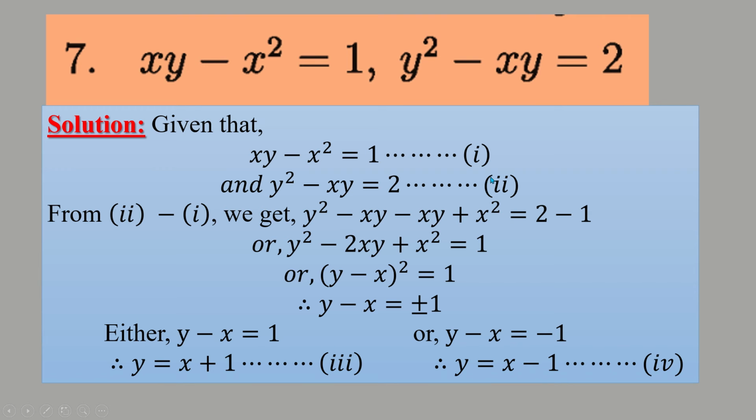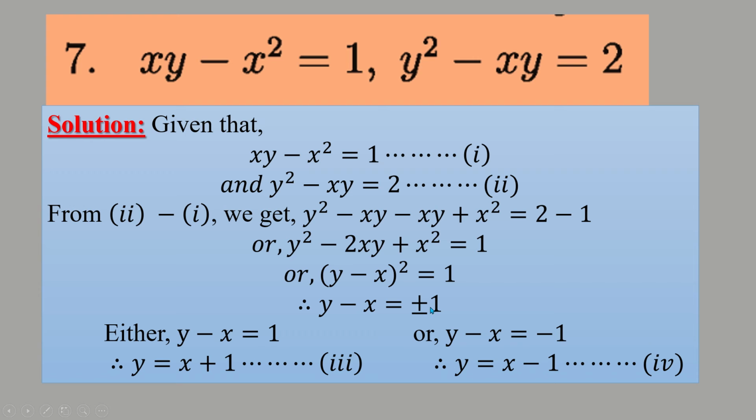From 2 minus 1: y square minus xy minus xy plus x square, that is y square minus 2xy plus x square, and the right side will be 2 minus 1, which is 1. And this makes (y minus x) whole square. That means the (a minus b) whole square formula.